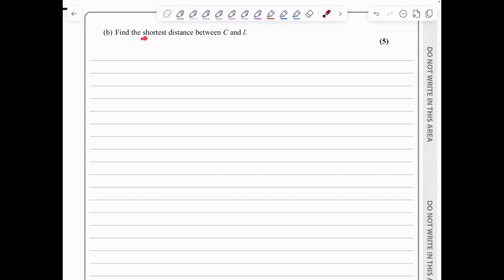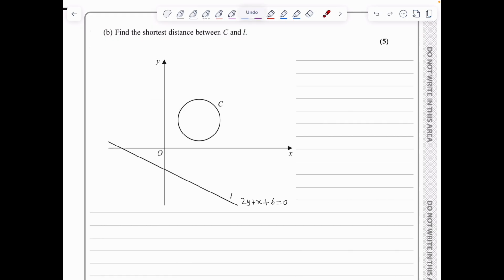In part B, we need to find the shortest distance between C and L. So this is a diagram we were given. The equation of the line L is 2y plus x plus 6 is 0. We know that the coordinates of the center are 5, 4. I will draw the perpendicular from A to the line. I'm calling the point of intersection B. We know that this is a right angle here.